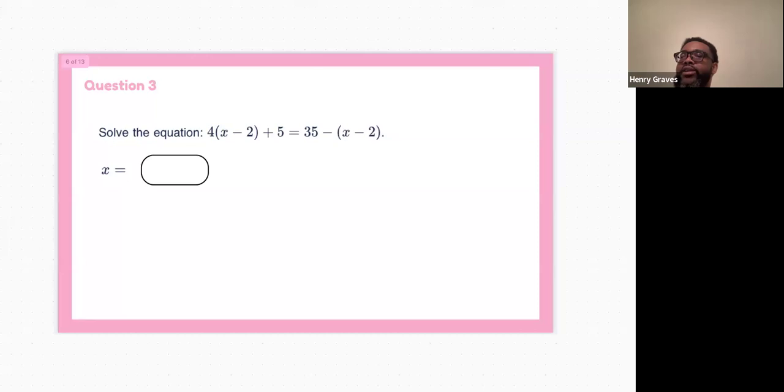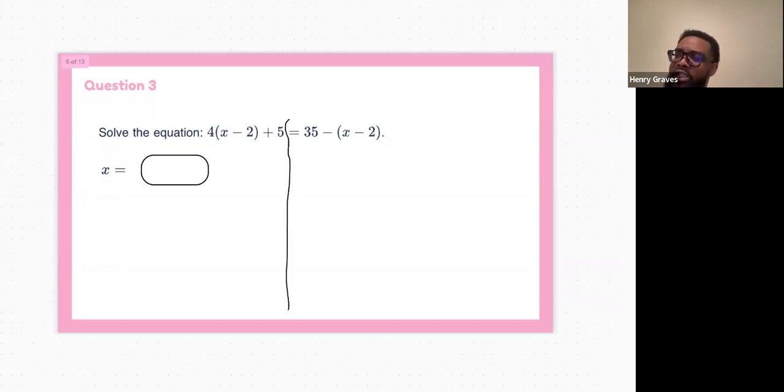Hello, everyone. My name is Henry Graves, and I'm here to show everyone how to solve for a missing variable on both sides of the equal sign. So essentially, on this problem here, I'm trying to figure out what number I can actually add on both sides that will make both expressions on both sides equal to each other.